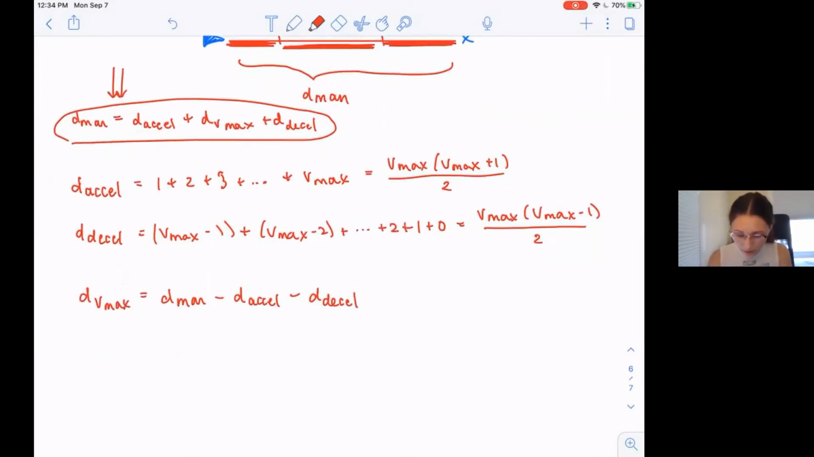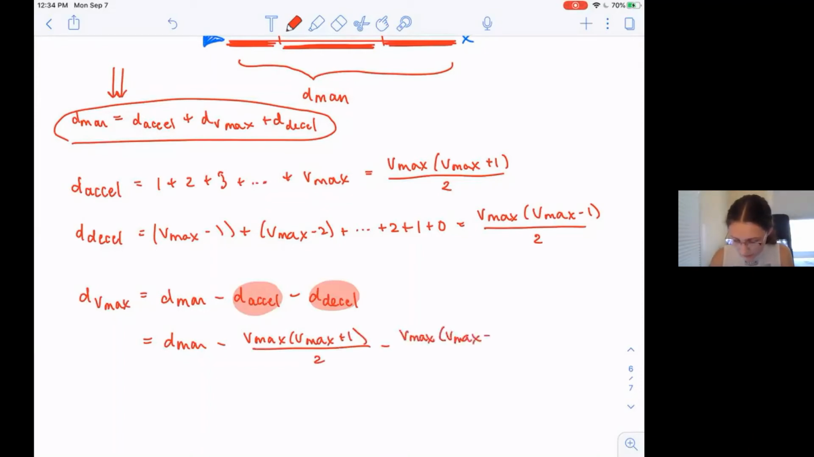What's nice is we actually have expressions for dxl and decel. We just figured those out. So let's plug those in. We have d Manhattan minus v max plus 1 over 2 minus v max minus 1 over 2. If we do a little bit of algebra, cancel some stuff out, we can eventually find that d Manhattan minus v max squared is the final expression. So it's simplified down a lot.